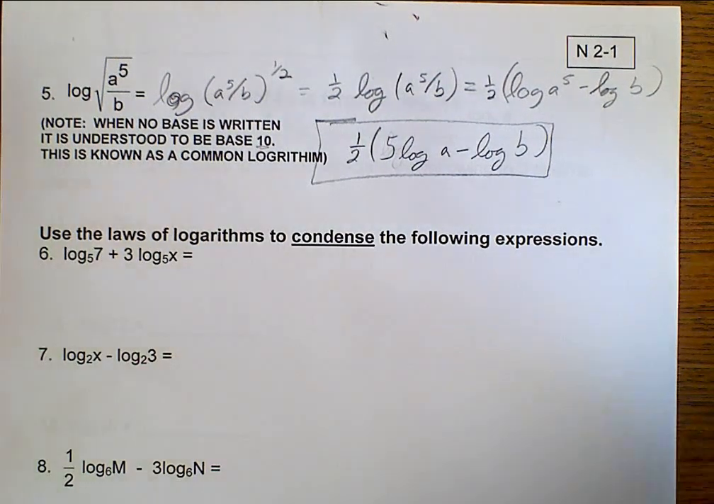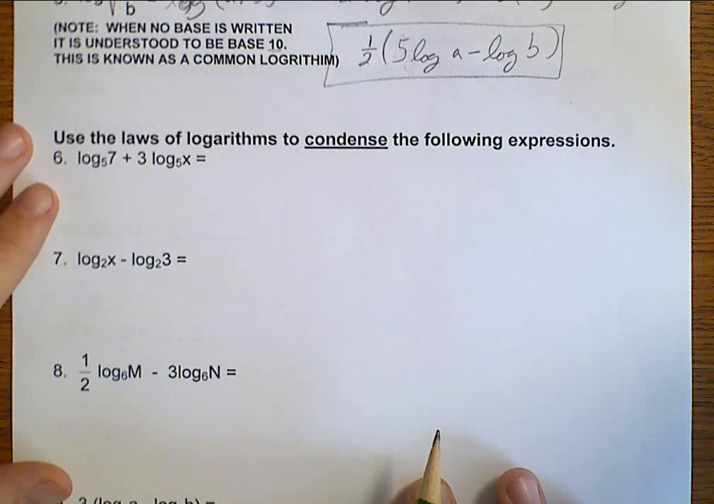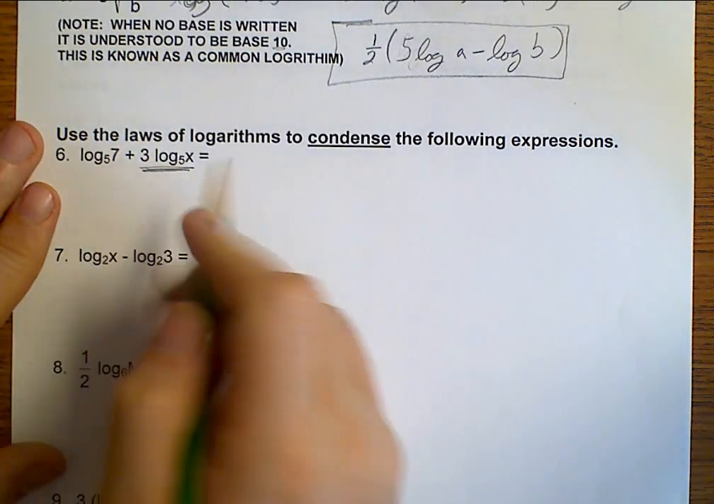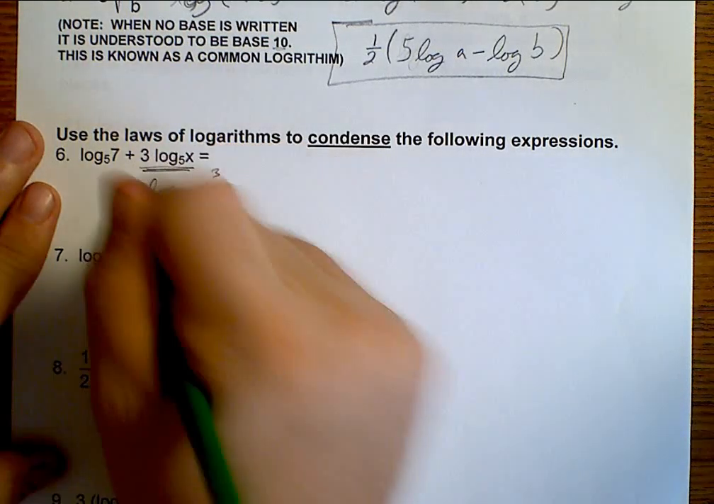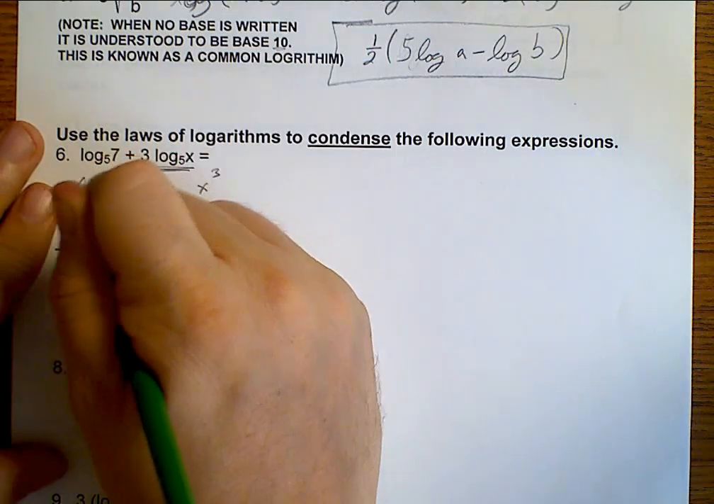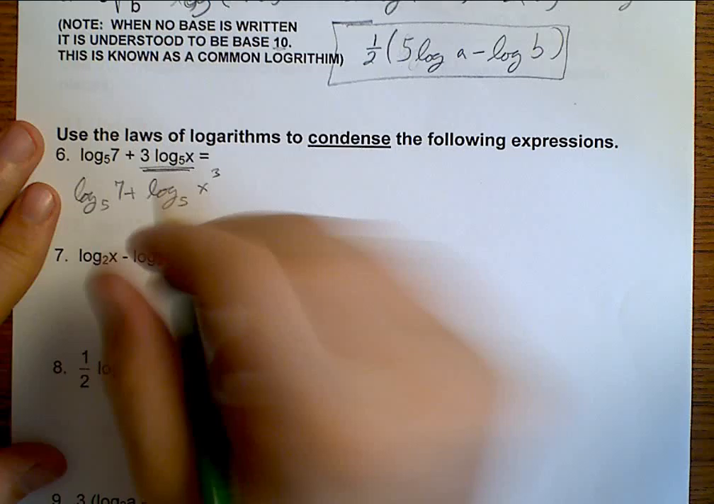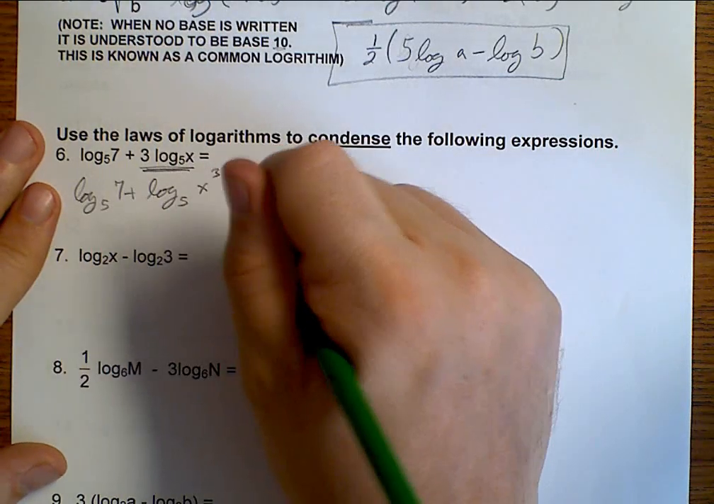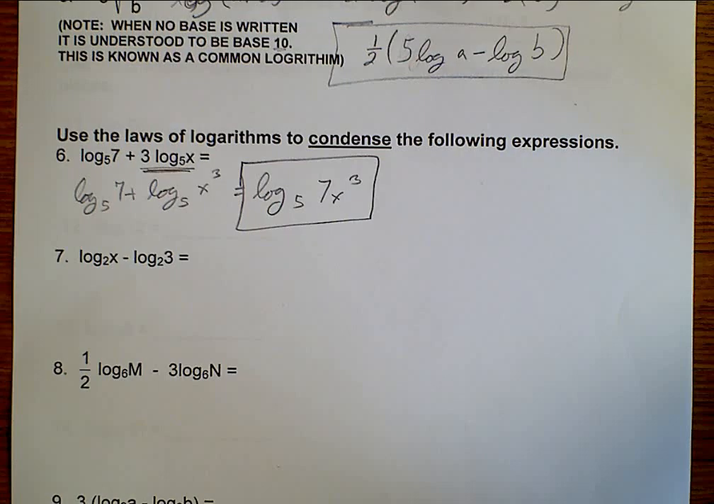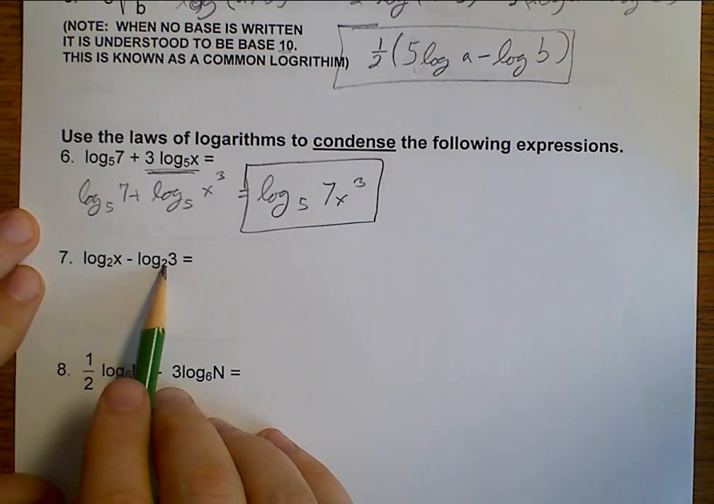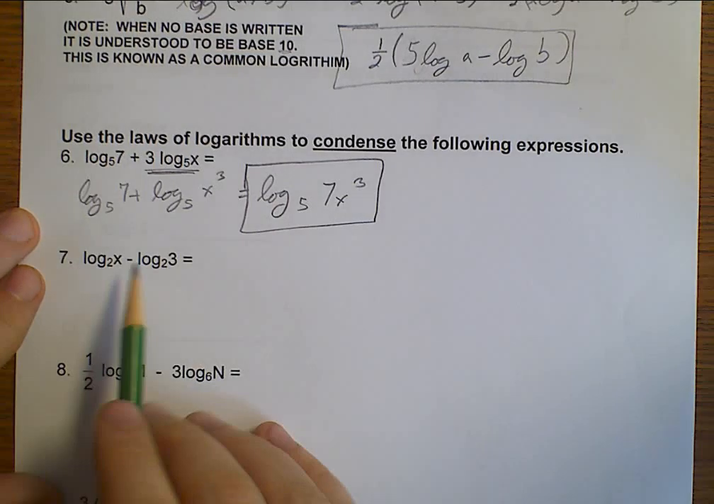So that was expanding. Now we're going to use those same rules to condense. I'm actually going to work them backwards. Well, this becomes the log base 5 of x cubed. And the plus becomes multiply. And there we go. Over here, I don't see any exponents. I don't see anything in front, so there are no exponents. There's just a minus, which becomes division.